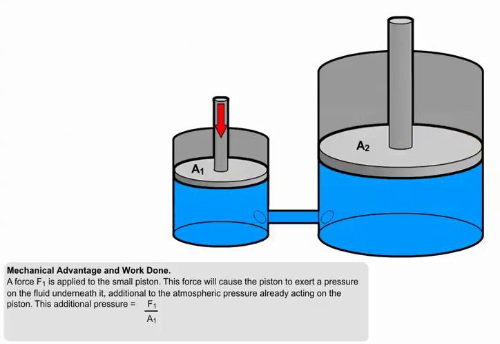A force which we will call F1 is applied downwards on the smaller of the two pistons. This force will cause the piston to exert a pressure on the fluid underneath it. The pressure exerted because of F1 is extra to the atmospheric pressure already acting on the piston. This extra pressure will be equal to the force F1 divided by the area of the piston. We will label this smaller piston and its area A1.